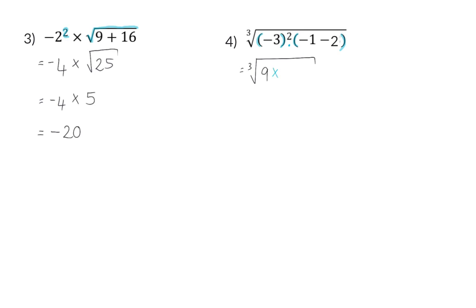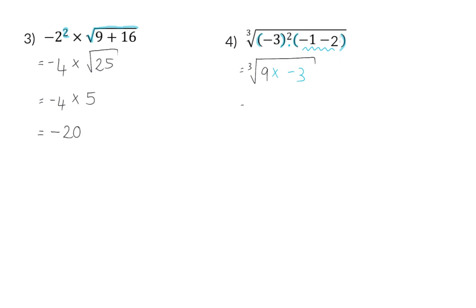In my second bracket, I also need to simplify. And even though the inside is subtraction, I have to do this first because it is inside a bracket. This is minus 1 minus another 2, which will give minus 3.